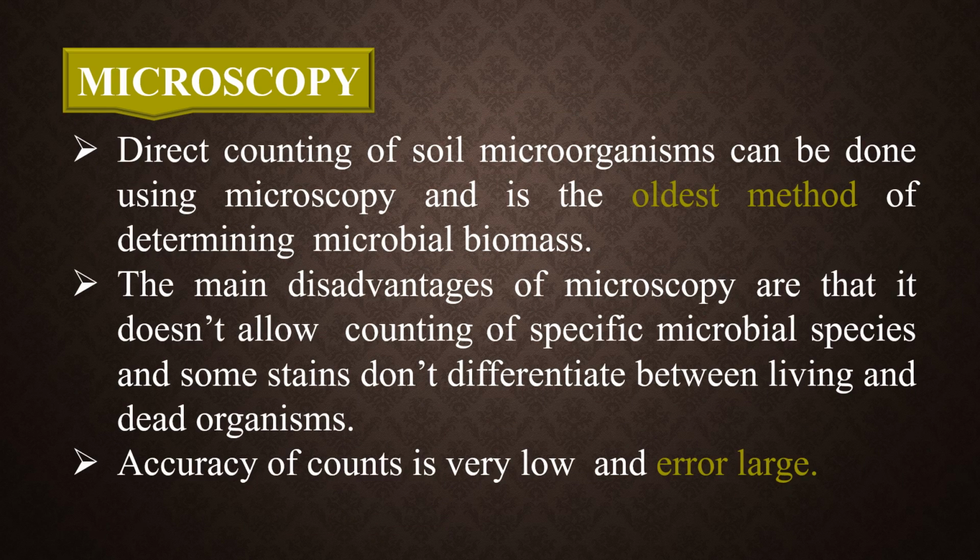Microscopy. Direct counting of soil microorganisms can be done using microscopy and is the oldest method of determining microbial biomass. The main disadvantages of microscopy are that it does not allow counting of a specific microbial species, and some stains won't differentiate between living and dead organisms. Accuracy of counts is very low and errors are large.